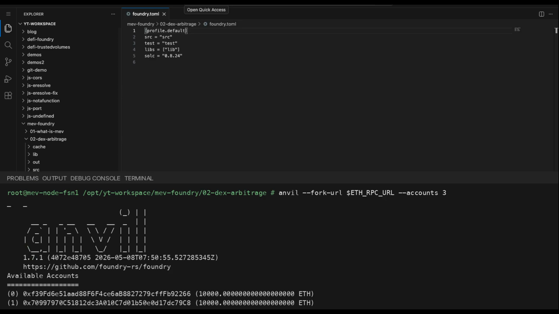Our lab is the same as episode 1. Anvil, a private local copy of the entire Ethereum blockchain, forked from mainnet so it has all the real pools and real liquidity. That's what lets our test trade against the actual Uniswap and SushiSwap without spending a cent.